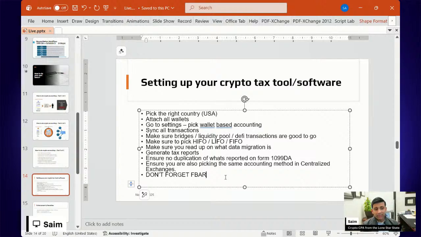But if you have more than $10,000 combined in all of your assets, whether it's crypto, bank, anything in a foreign jurisdiction at any given point during the year, then you owe the FBAR reporting filing for the end of the year. You're reporting basically your year-end balances. It's only reporting. There's no tax due.